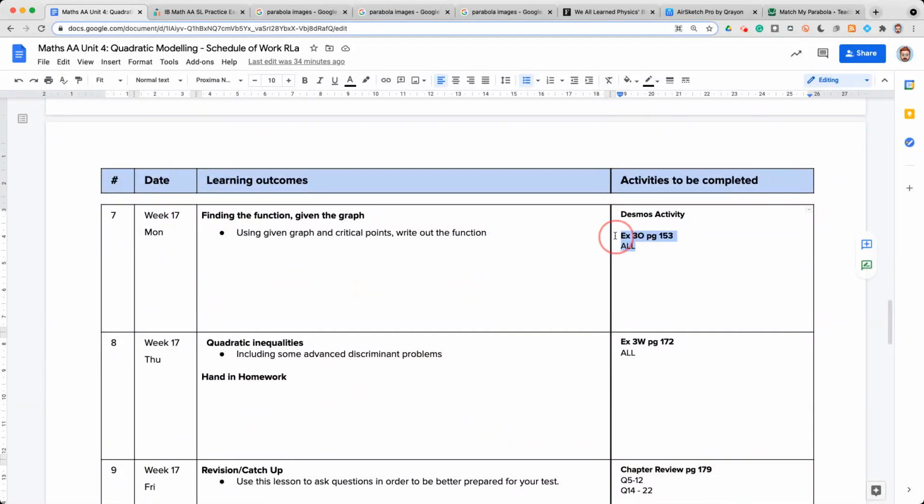And exercise 3.0 has a whole bunch of these problems where you're given a graph and you need to come up with a function. So honestly, whatever floats your boat. As long as the work's done between now and Thursday, whether you want to do the Desmos activity as a lead into it is up to you. Okay, I'll stop the video, then I'll ask if there are any questions.